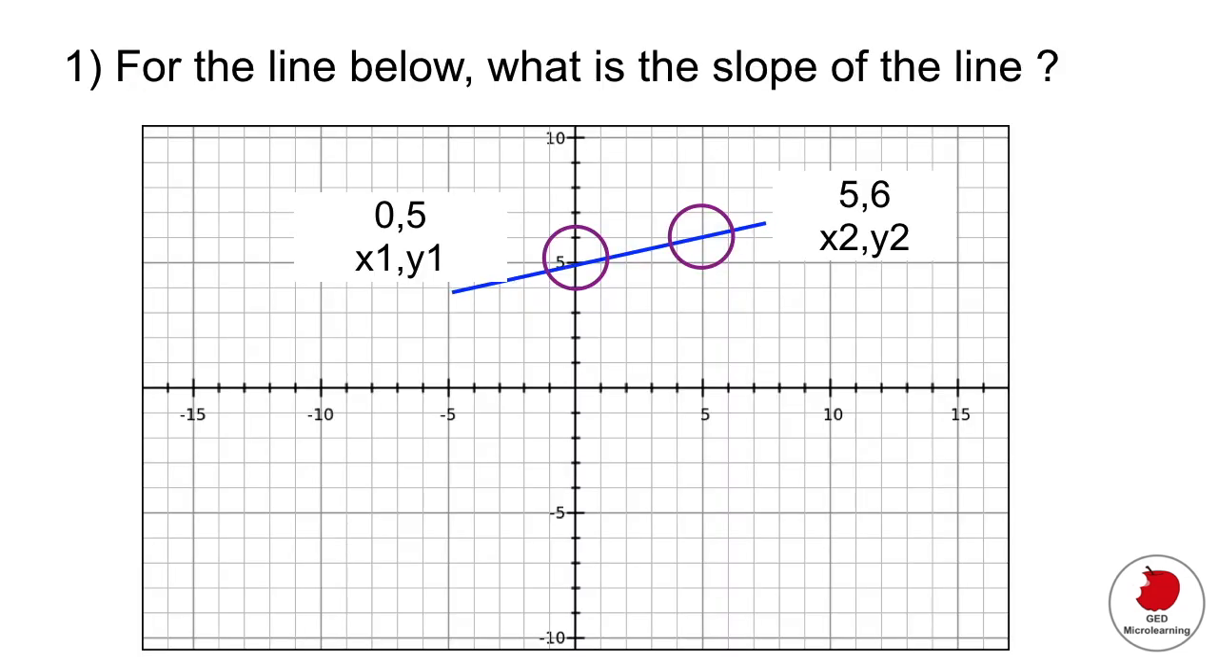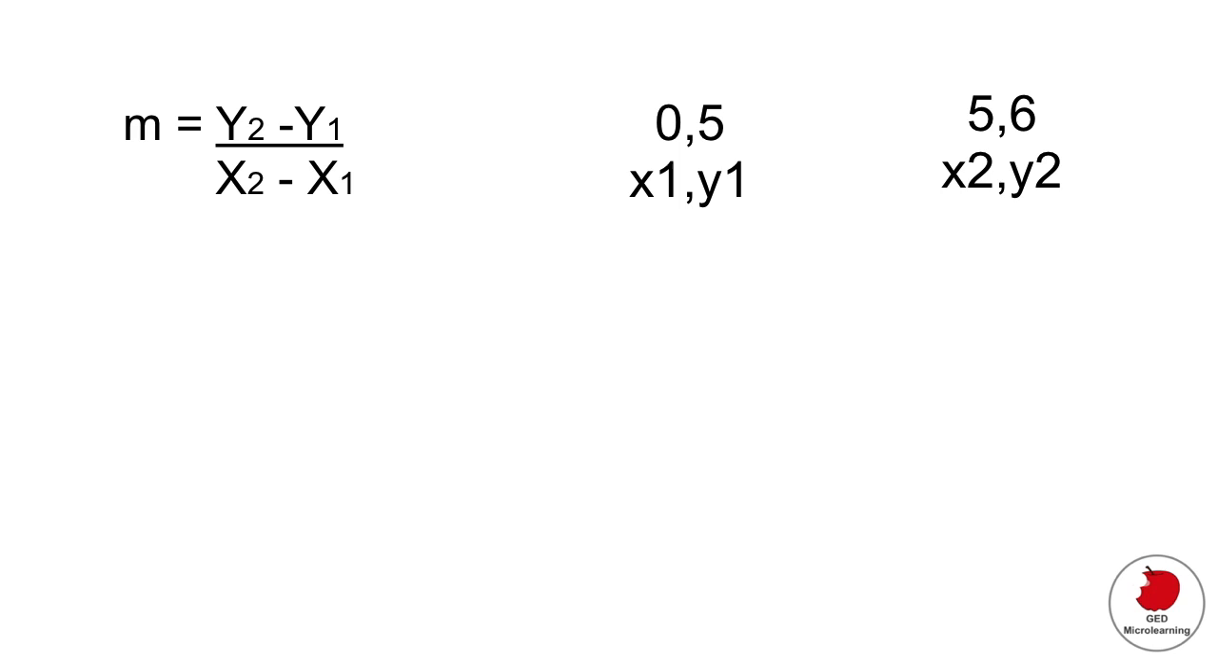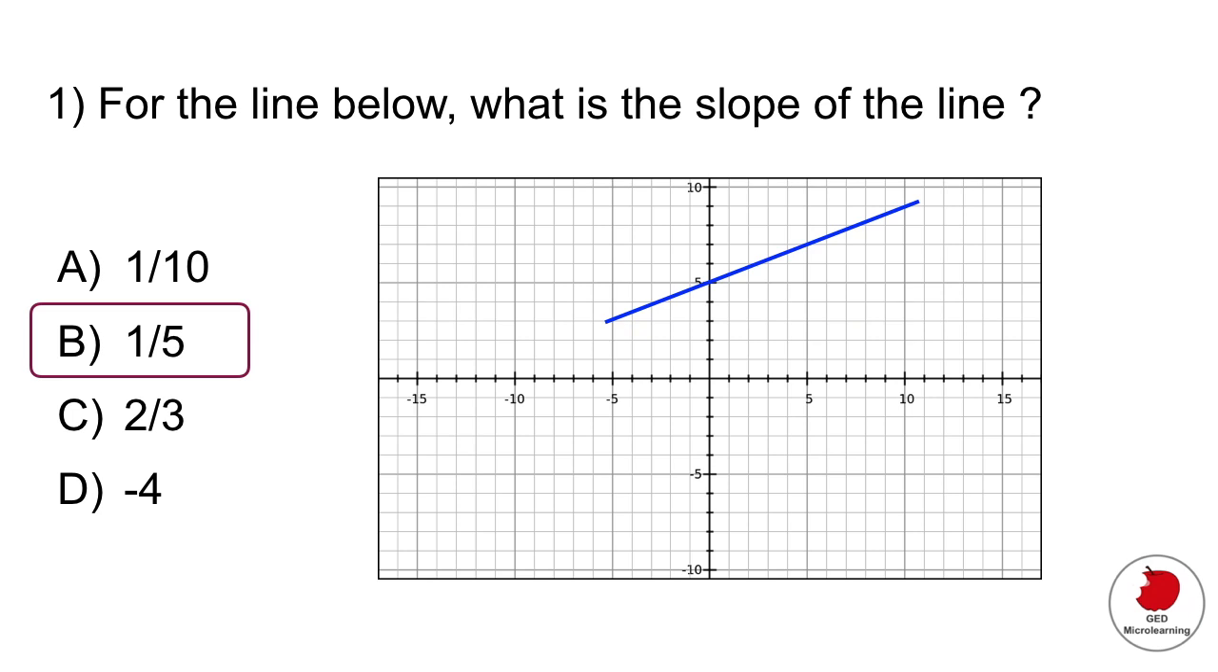Okay, so if we go back to our question, the first thing that you want to do if you get a question like this is select any 2 points on the line and find the coordinates of that point. So what is the x coordinate and what is the y coordinate? Once you have this, you can take those numbers that you just found and plug them into the formula that I showed you before. If we plug these numbers in like this, it would give you that the slope is equal to 1/5. So the answer is B.